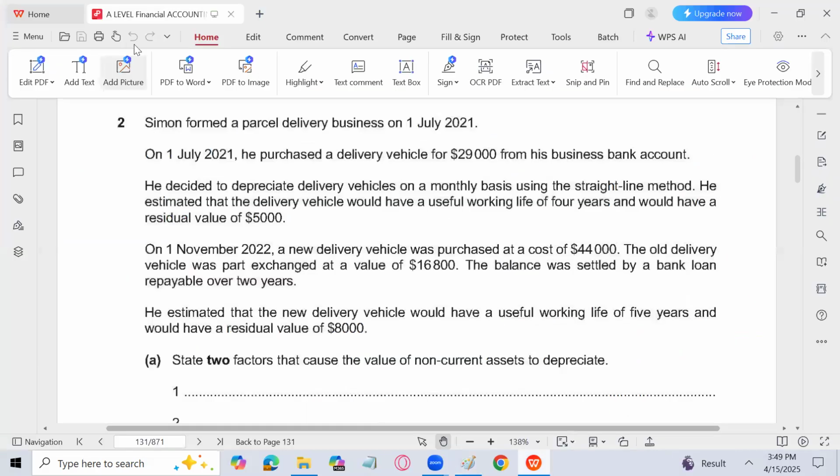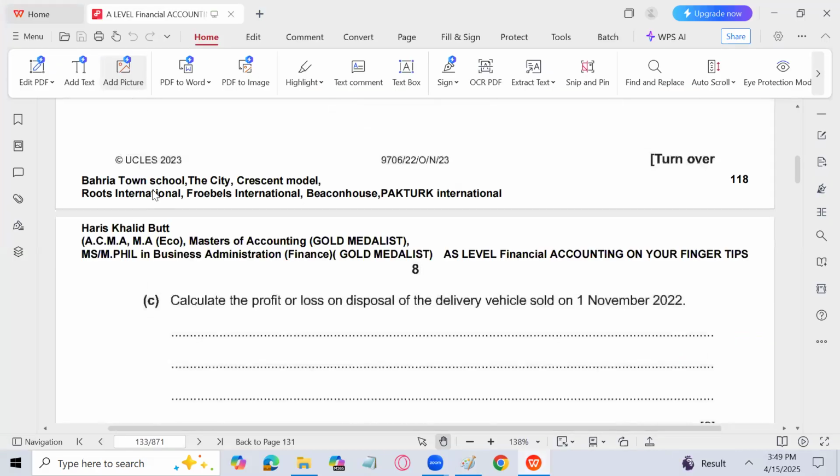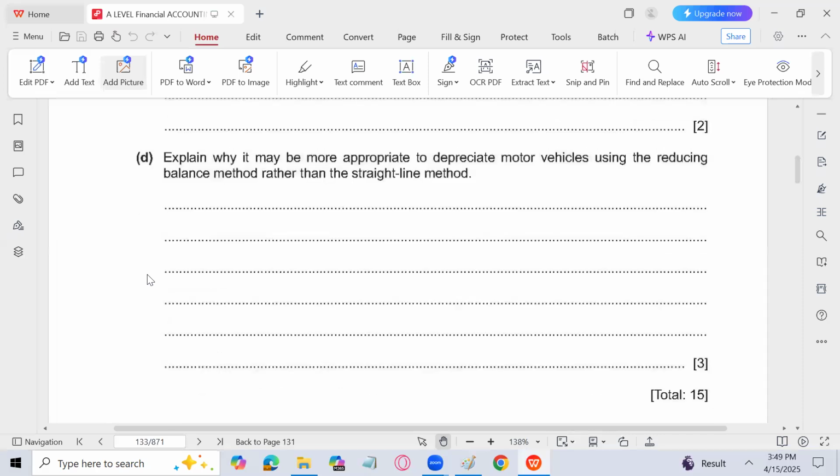Say two factors, disposal, profit, वगैरह calculate we have done. Explain why it may be more appropriate to depreciate motor vehicle using the reducing balance method rather than straight line method. You can write it down. Motor vehicle are basically technological assets. They used to reduce their value more in early years and less in later years. That's why reducing balance method is more appropriate method.